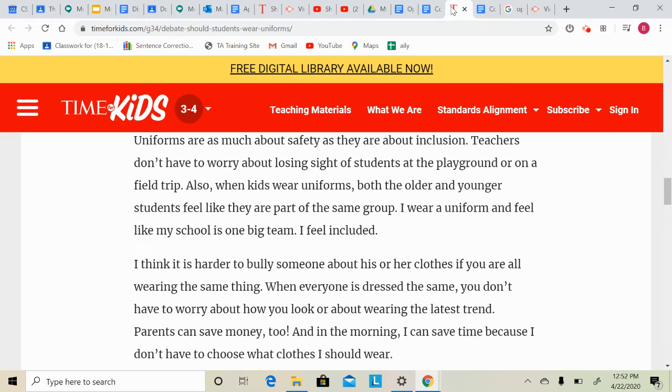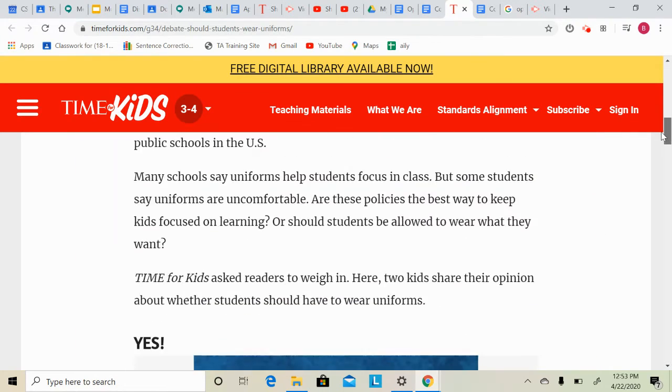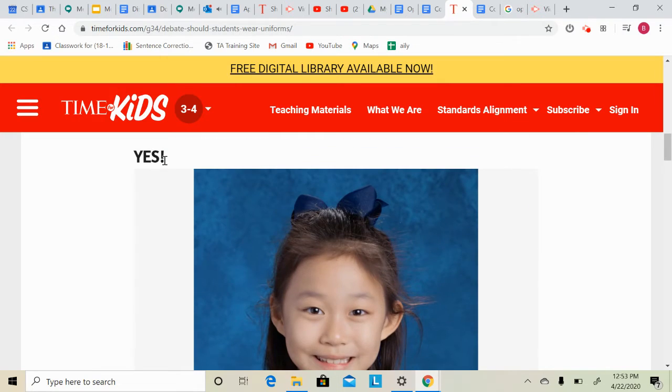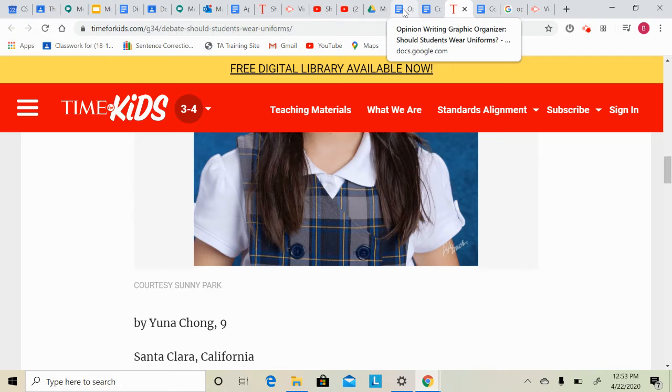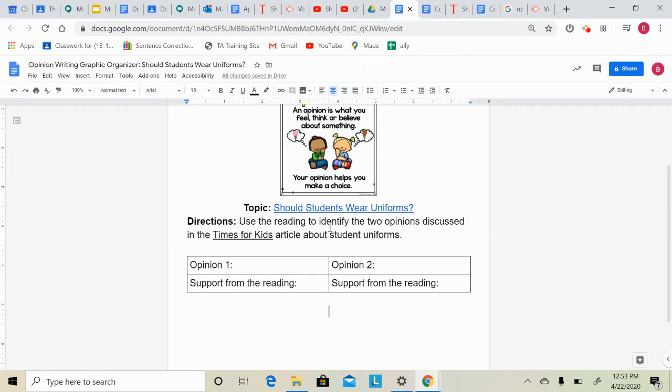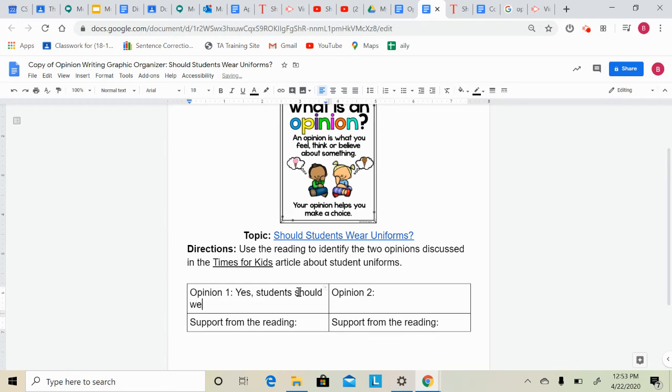So the first thing I would do is open up the article and try to find the opinions that I see in here. I notice right away that one opinion that is given is, yes, students should wear school uniforms, and this is given by Una. So on my graphic organizer right now, I'm going to write, yes, students should wear school uniforms. That's one opinion. That's what Una thinks. She thinks they should. And I'm going to write that Una said this because that's her opinion.